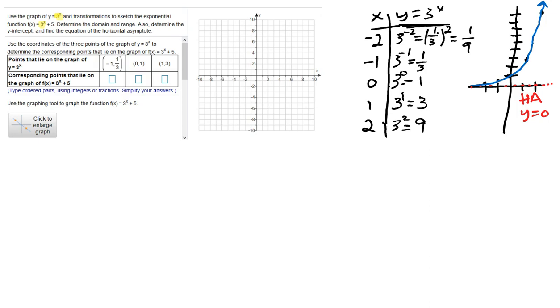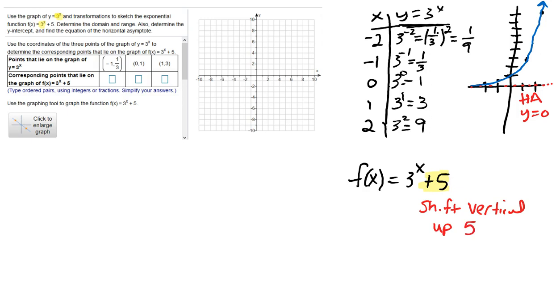And then we want to know what f of x equals 3 to the x plus 5 looks like. So this plus 5 is a transformation. And because it is adding 5, we know that that is going to be a shift. And because it's on the outside, it's a vertical shift. And because it's a plus, we know it's going to go up, plus 5, up 5. So if we take this graph over here and shift it up 5 units, we're going to get our graph.